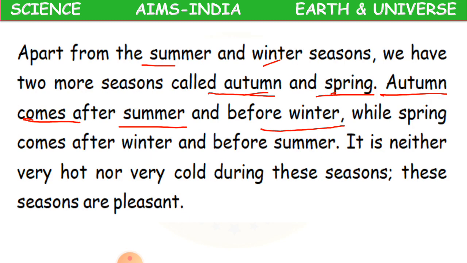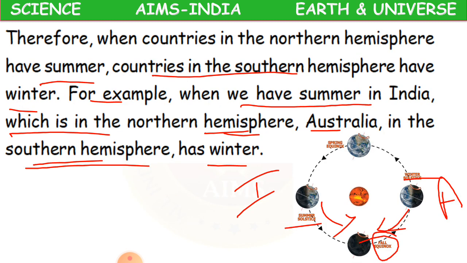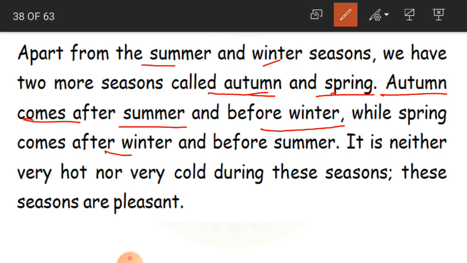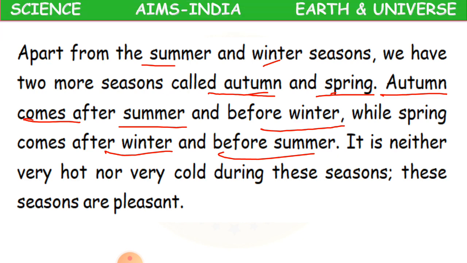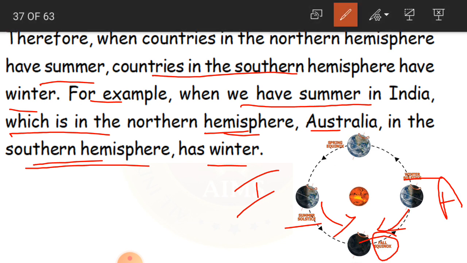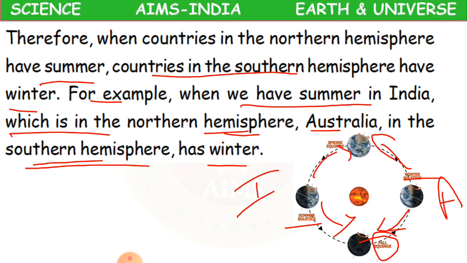Okay children, and now spring comes after winter and before summer. See here, the other season, spring. So when does this come? Spring is going to come after winter and before summer. Okay children, so this is how you will be getting the seasons.